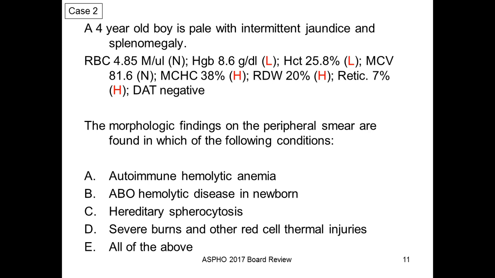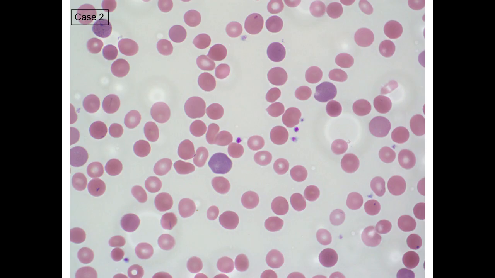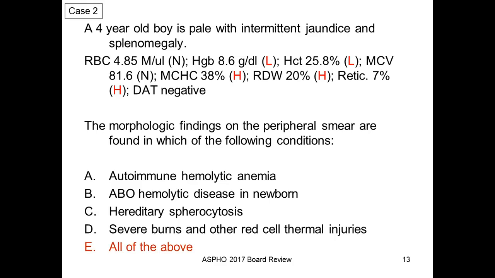So the morphologic findings in this peripheral smear are found in which of the following conditions? Autoimmune hemolytic anemia, ABO hemolytic disease of the newborn, hereditary spherocytosis, severe burns and other red cell thermal injuries, or all of the above. So here's the peripheral smear again. Really what we can see are a number of spherocytes, a number of reticulocytes, or these blue cells, indicating polychromasia, and no other abnormalities. So the answer here is all of the above.